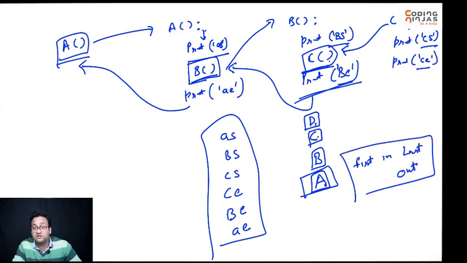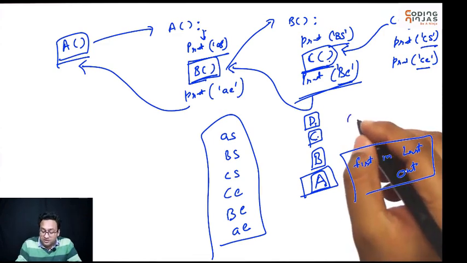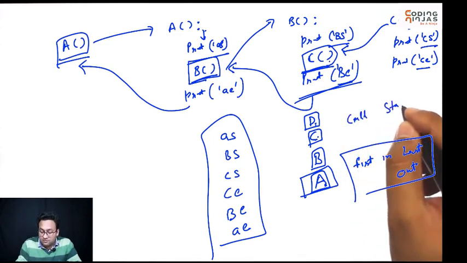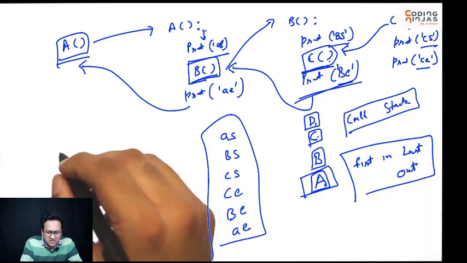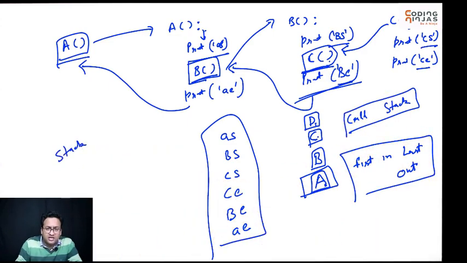That's how function calling works. The first function coming in goes last out. The last function coming in goes first out. Okay, so that's how function calling actually works. We actually call it the call stack. A stack is generally called something which is first in last out.